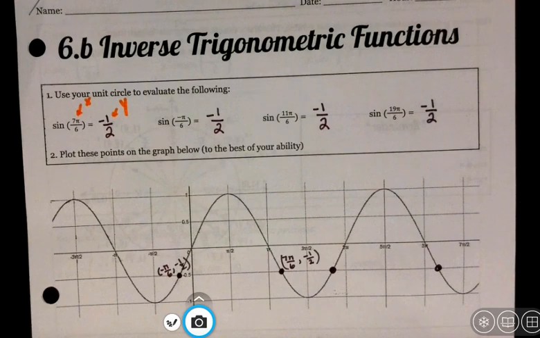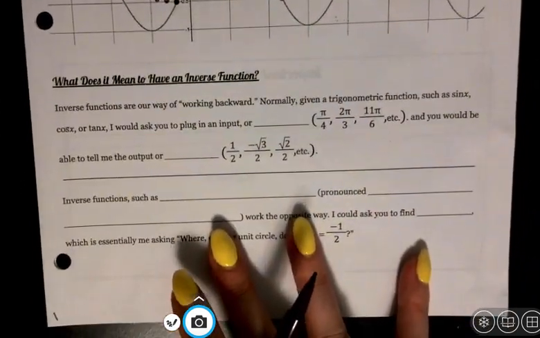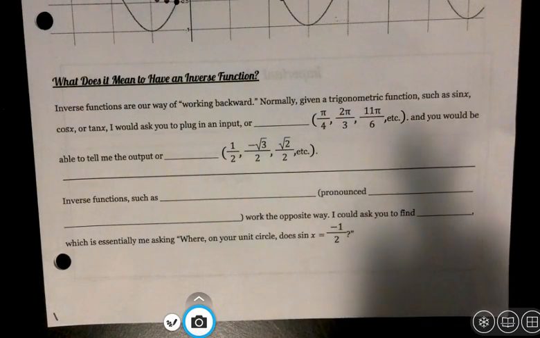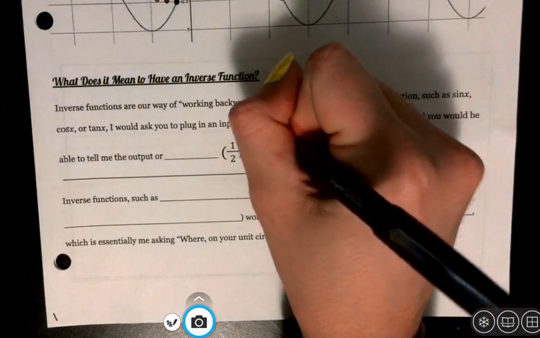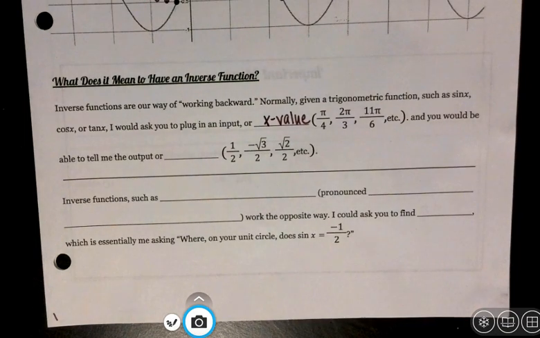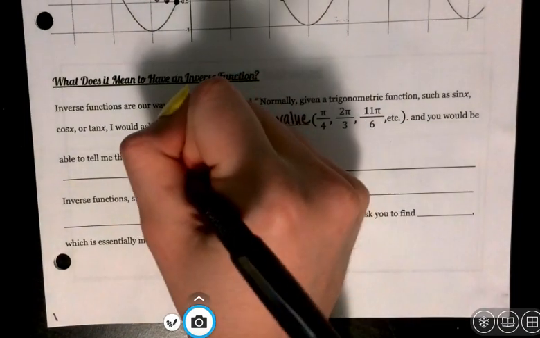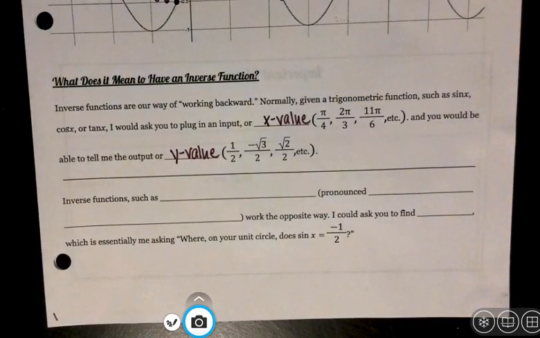So we're going to go down the page a little bit. So it says, what does it mean to have an inverse function? So inverse functions are our way of working backwards. So normally, when we are given a trigonometric function such as sine, cosine, or tangent, I would ask you to plug in your input, or that would be your x value. And then you would be able to tell me your output or your y value. And that's what we did very briefly at the top.